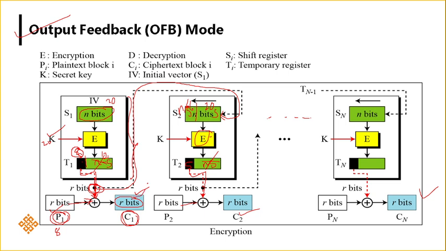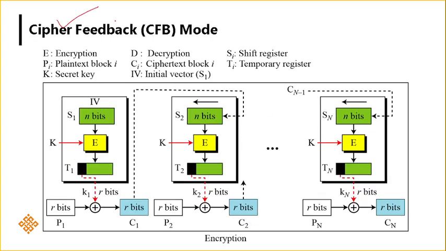This I will take as the input now to these S bits. Remaining n minus s bits will be as it is. So instead of taking the output of this, I will take the ciphertext as the input. So that technique we call it as cipher feedback mode. Remaining everything is same. Same process.